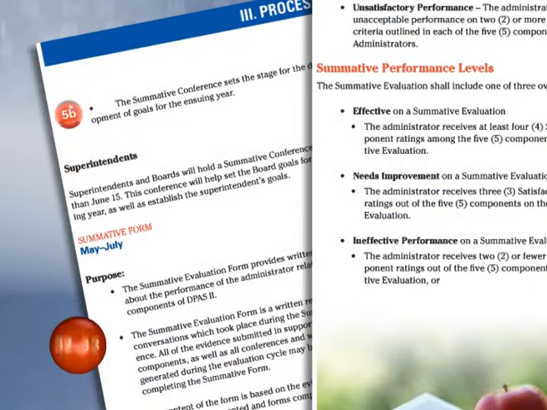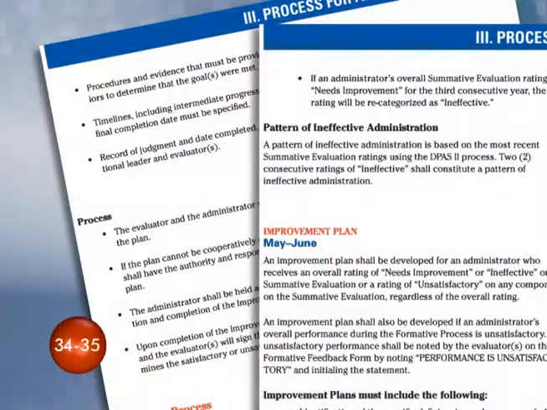See guide pages 32 and 33 for details about how each rating is calculated, including a result of a pattern of ineffective administration. An improvement plan is required for an administrator who receives an overall rating of needs improvement or ineffective. Pages 34 and 35 include specific details regarding this process. A challenge process is also available for administrators who wish to challenge the ratings process or the conclusions of the formative process.